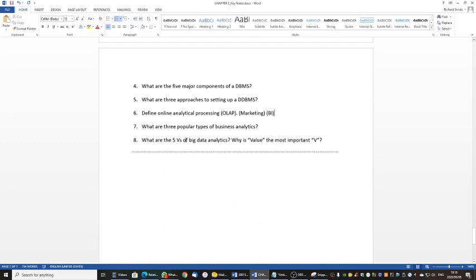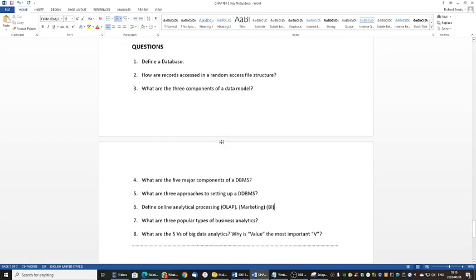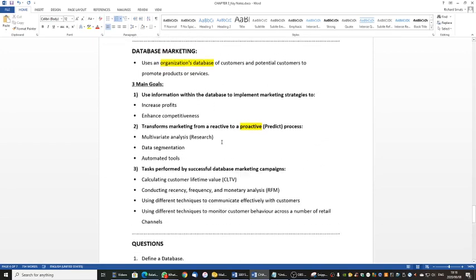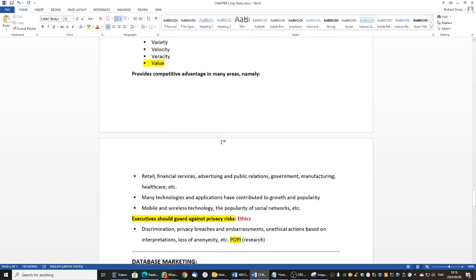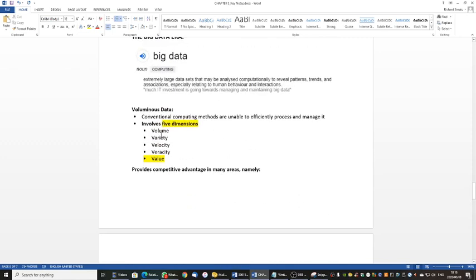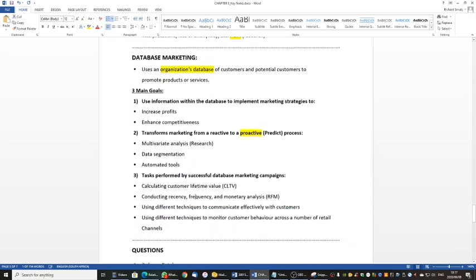And what are the 5 V's of big data analytics? If I go back here just briefly, we had them that we discussed. There they are. Volume, variety, velocity, veracity, and value. With value being the most important thing. It is dependent on the other 4, and if it has no value, it is of no use to the company.